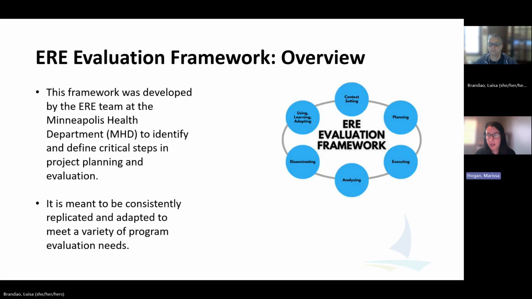And then I'll just go ahead and introduce this framework, and then Louisa will go ahead and get into each of the steps a little bit more. But the framework that we're going to introduce was developed by the Epidemiology Research and Evaluation team, or the ERE team at the Minneapolis Health Department. And it was developed to identify and define critical steps in project planning and evaluation, because again, project planning and evaluation go hand in hand and should be done together and continuously throughout your project. And it's meant to be consistently replicated and adapted to meet a variety of program evaluation needs.